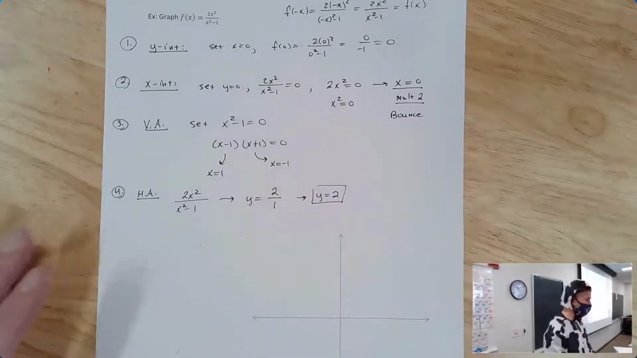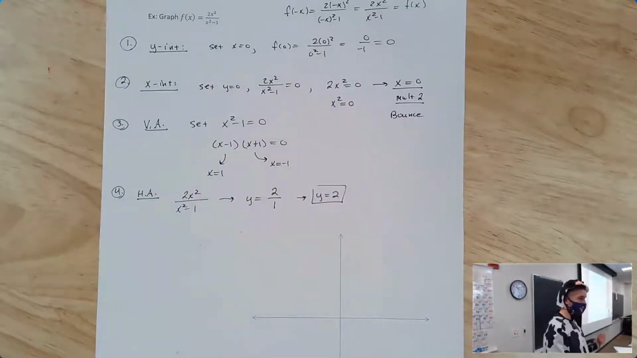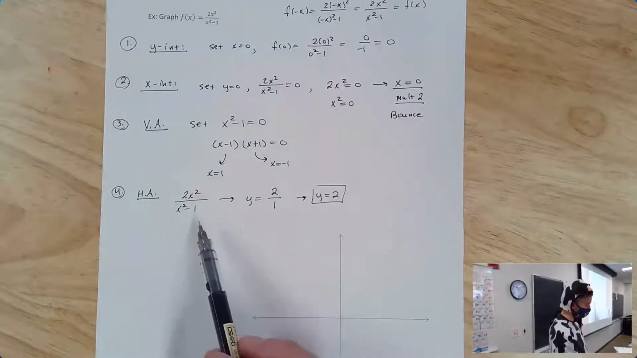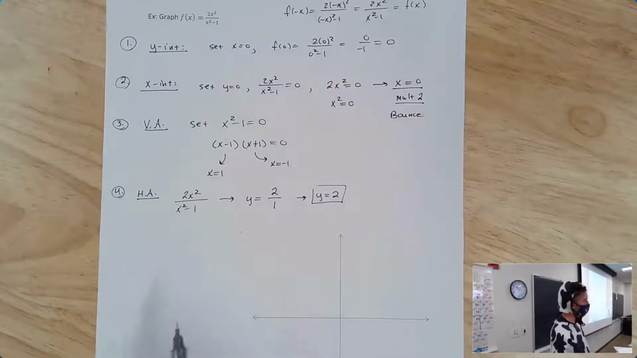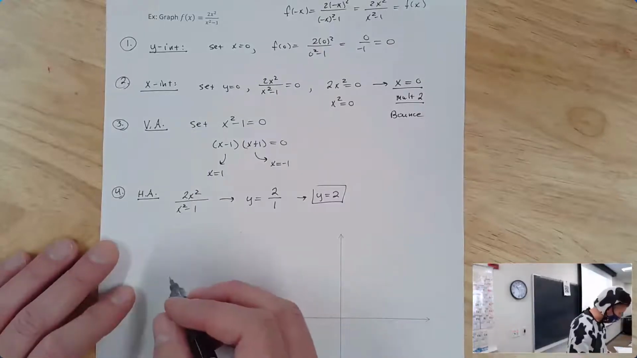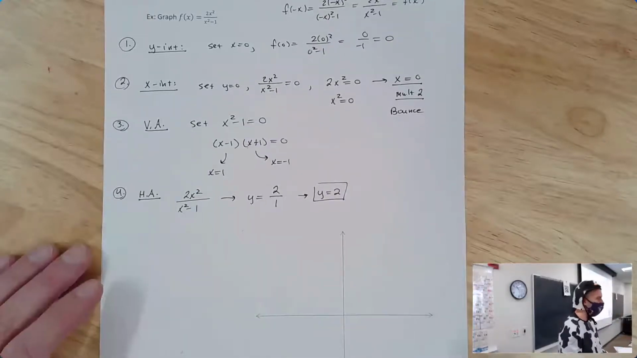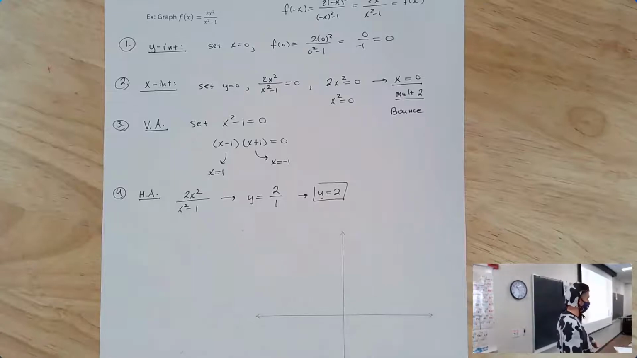And again, the real reason is because if you let x be very, very large or very, very negatively large, the fraction is going to get really, really close to 2. If x was 1,000, you'd have 2 million over 999,999, which is super close to 2. It's like 2.00000001. Very close to 2. I think that's it. So let's start graphing it, and we'll see if we need more information. We might need an extra point or two.